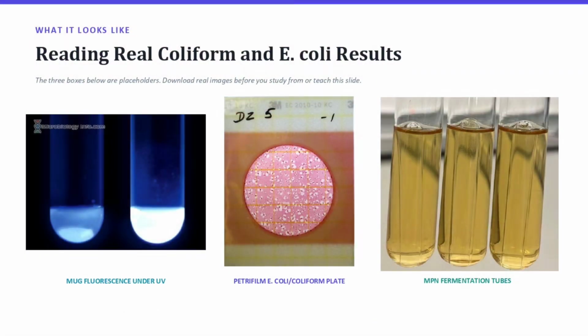Now let's look at what this actually looks like in practice. Take a look at the three photos on this slide. First, mug fluorescence under UV, a tube or plate glowing blue-white, showing a positive E. coli result. Second, a Petrifilm E. coli and coliform plate. Red colonies with visible gas bubbles indicate coliforms, and blue colonies indicate E. coli specifically. And third, fermentation tubes, a rack of lauryl tryptose broth tubes showing gas production in the small inverted Durham tubes, a presumptive positive result.